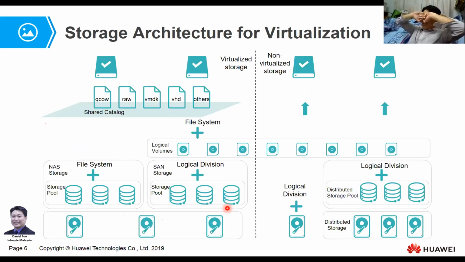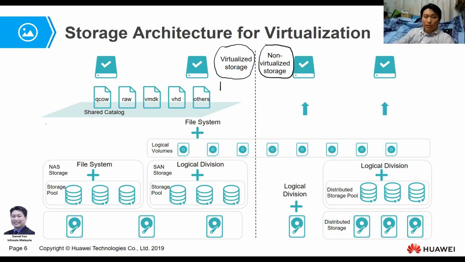So you will see here, this is the storage architecture for virtualization. There will be a difference between the left and the right. This is referring to your virtualized storage and also non-virtualized storage. Now, these two parts we are referring to the data store. If you're using virtualized storage, your VM disk format will be something like this.